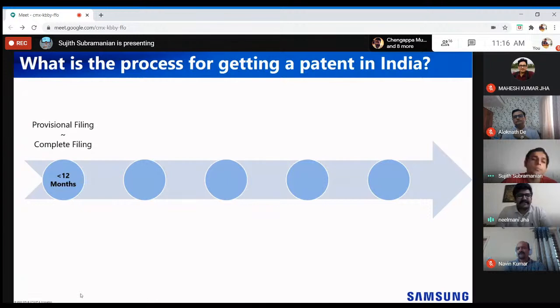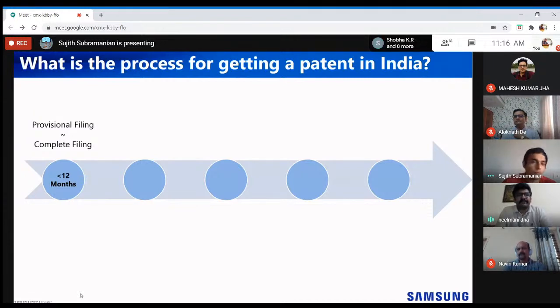The disclosure can be either a provisional specification or a complete specification. The difference between the two is that in a complete specification, you need to fill in all the details with the claim part. The claim part is important. Claim means what you are really claiming in the invention, or what is really the novel part of the invention.